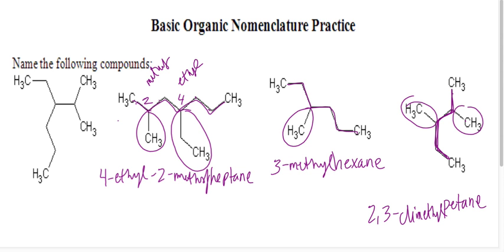All right? We number them so that the lowest number is hit first in the chain. So that's why it's a 2, 4 instead of a 3, 5 or 3, 6, whatever. 1, 2, 3, 4, 5, 6. That's why we number that direction. Then you place them in alphabetical order.